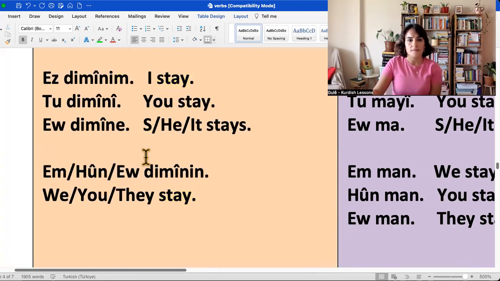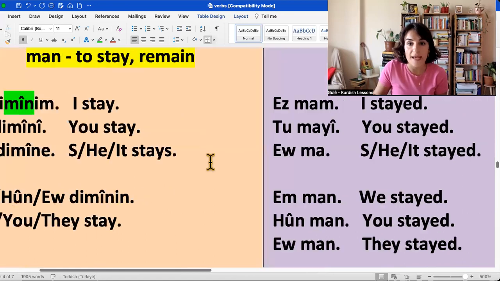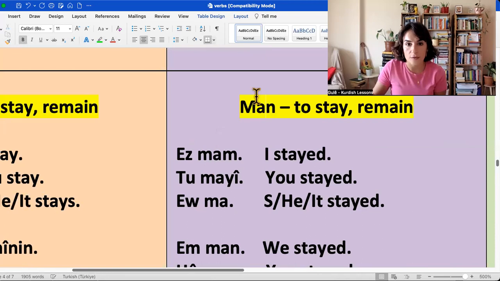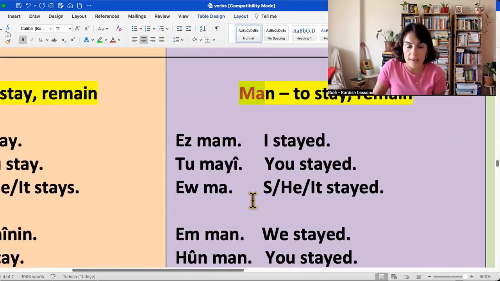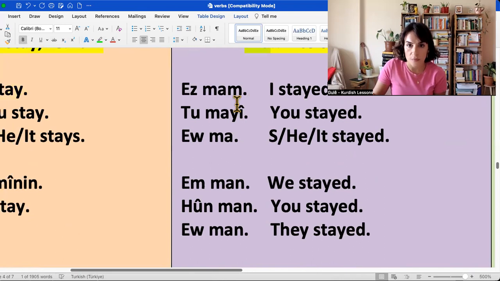So man is to stay or to remain. The present stem is min. Deminum, demini, demine, deminin. And in the past, so man, so ma is the past stem. As mam, to mahi, el ma, em hun el man.